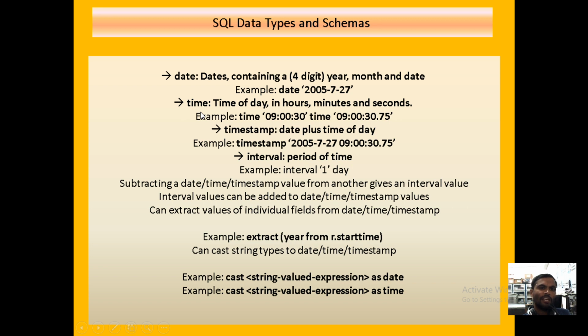Under the SQL data types, we have the date data type. For the date data type, the format is year, then month and date. It consists of 4 digits for the year. Coming to the month, we write it in the format of characters, then the date we write in the format of numeric.